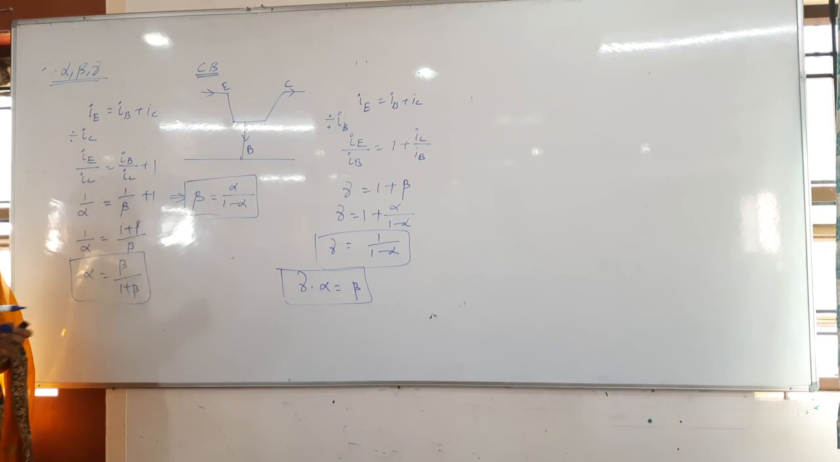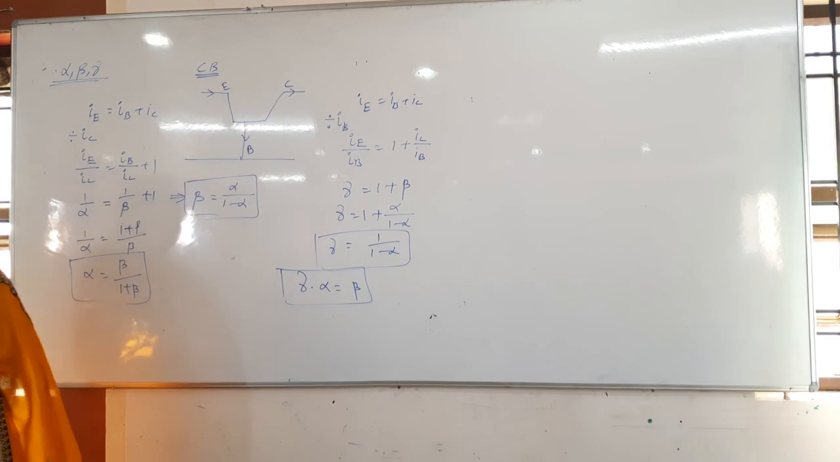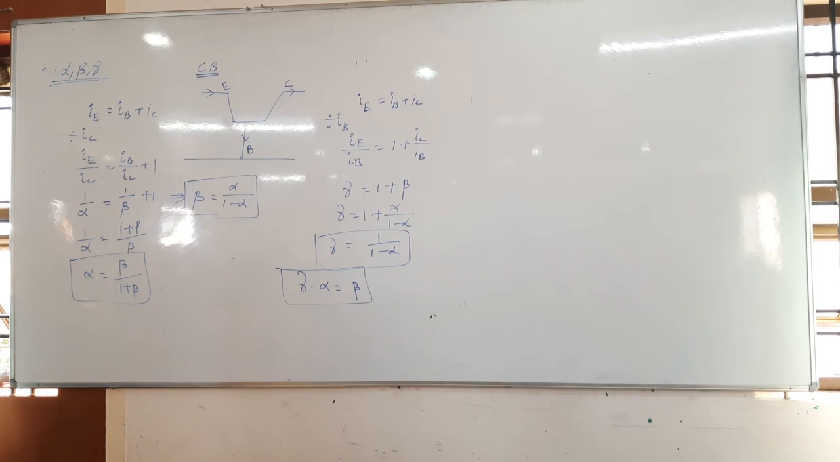Common base configuration, from that we got the answer. We can even get it from the common emitter also. Everything we can get in each and every combination.